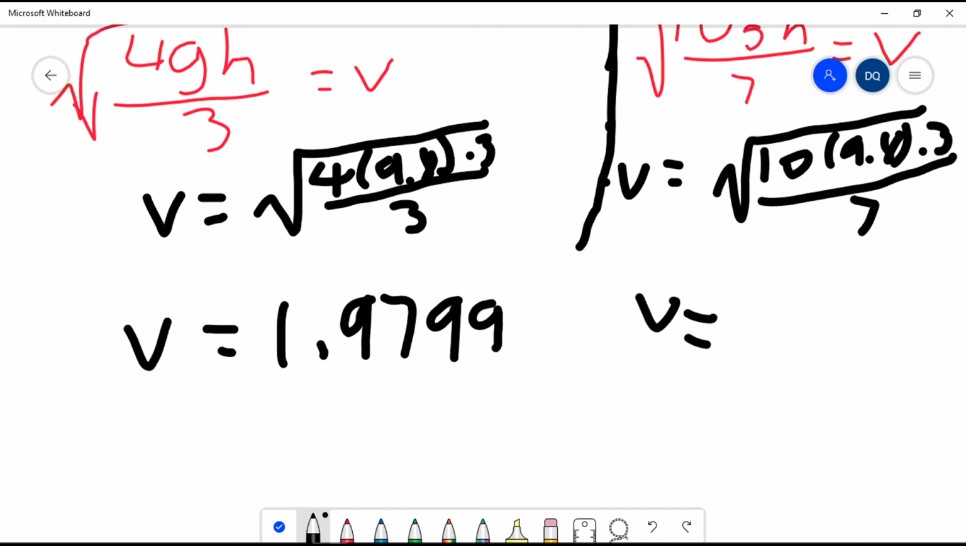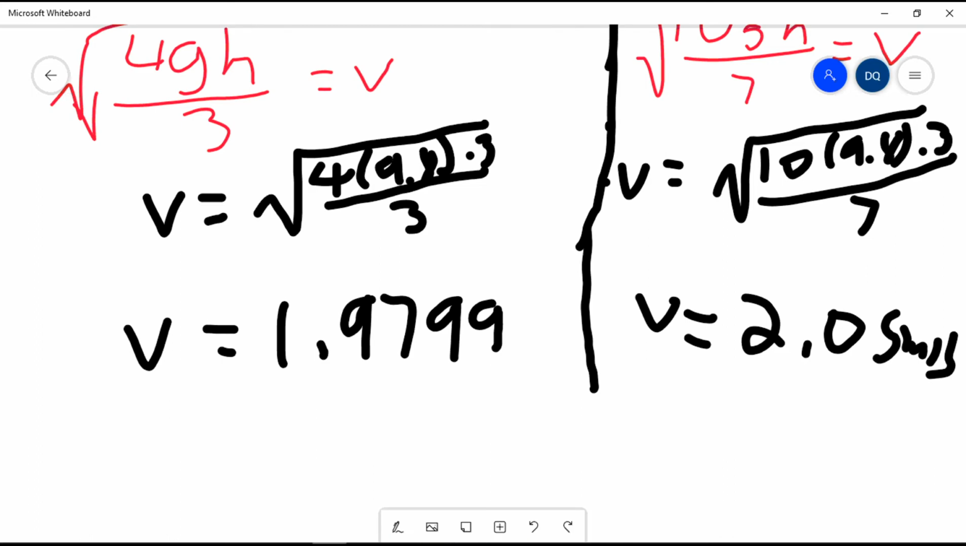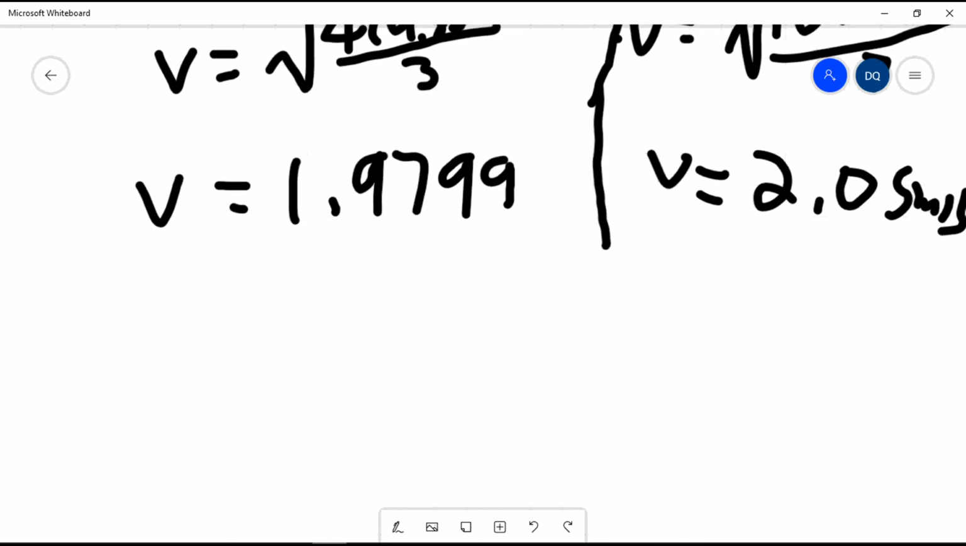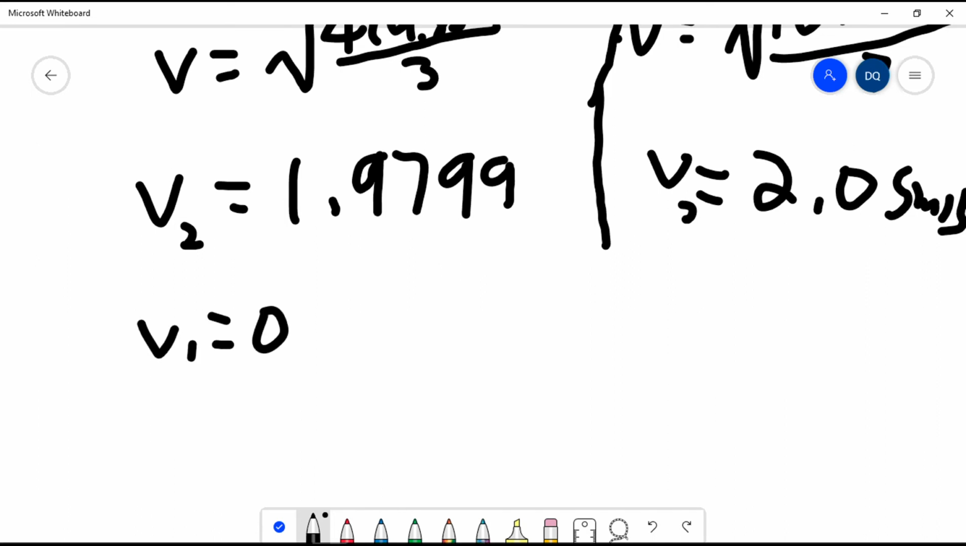And for the ball, we're going to have a final velocity of the square root of 10 times 9.8 times 0.3 divided by 7, which is 2.05. So as you can see, the ball is going to go slightly faster at the very end than the puck, and that's what we observed with our experiment. Now keep in mind, this is the final velocity. And so that's actually V2. That's the final velocity of each of these. That's when all the gravitational potential energy got turned into kinetic energy. The initial velocity was 0 for each of them.